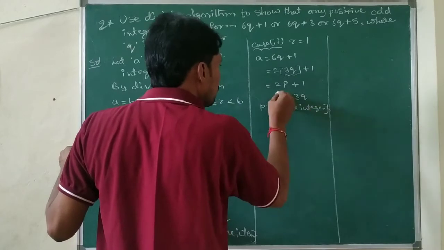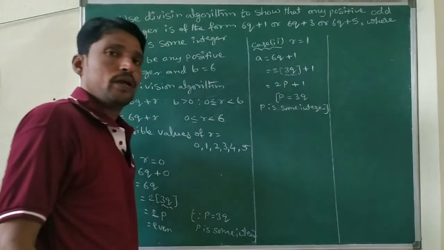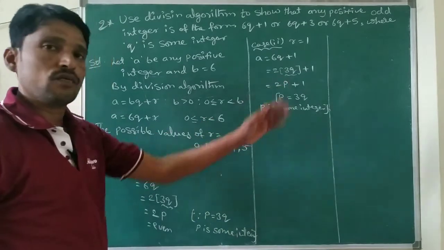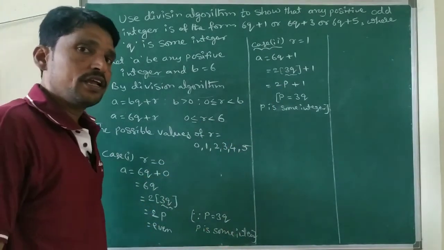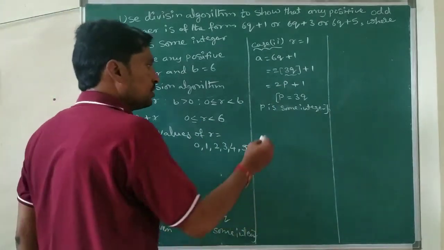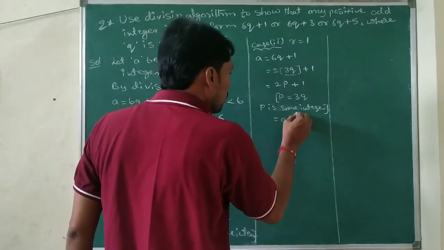P is some integer. So 2p plus 1 is the general form of an odd integer. So we are getting here an odd number.